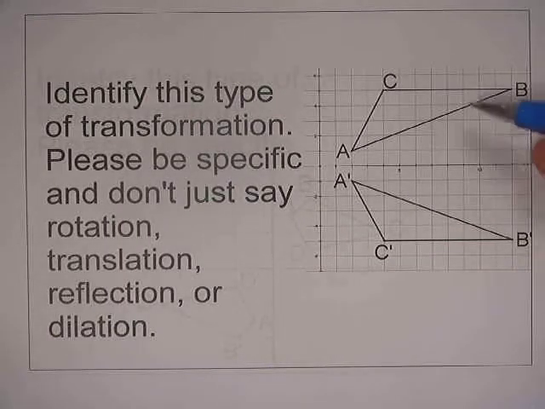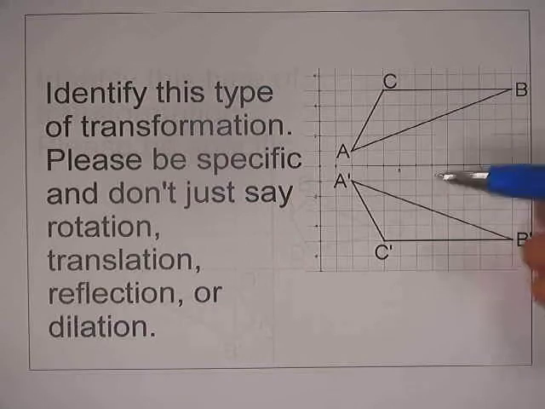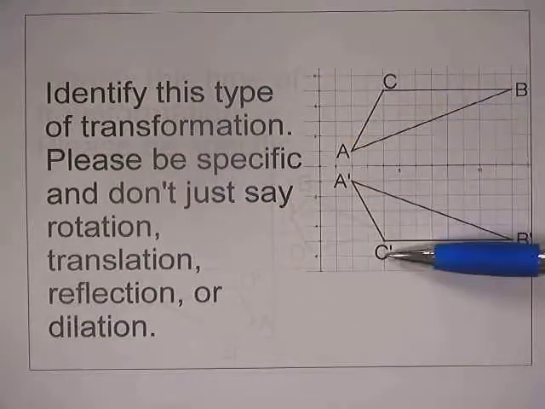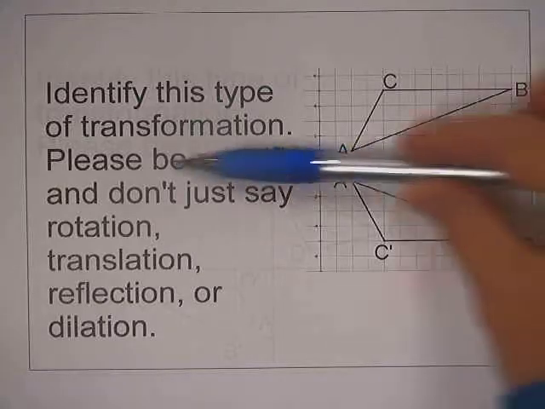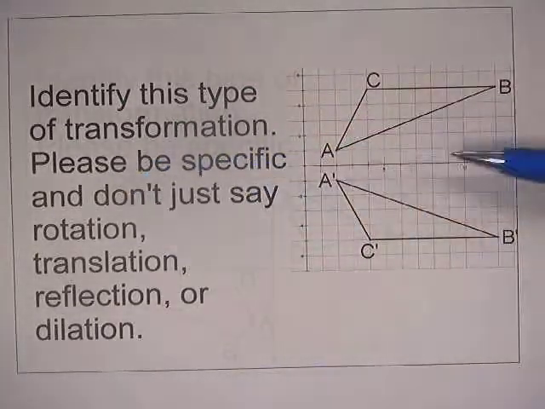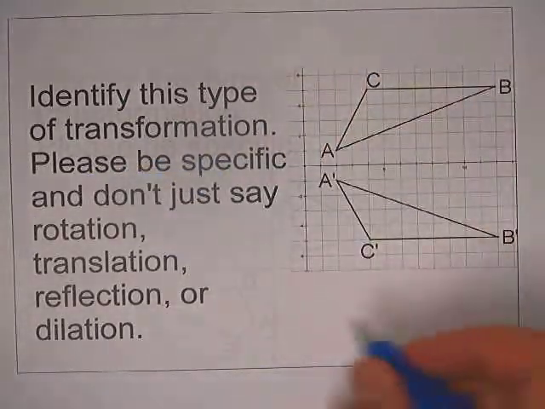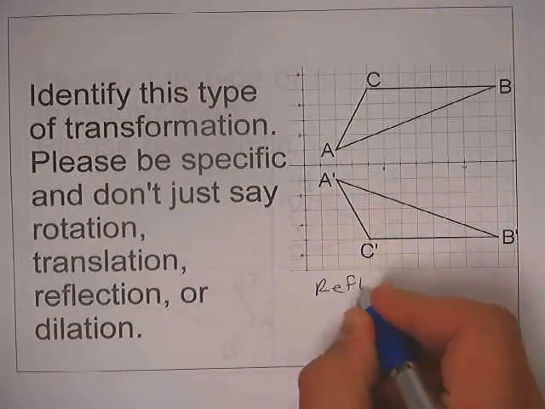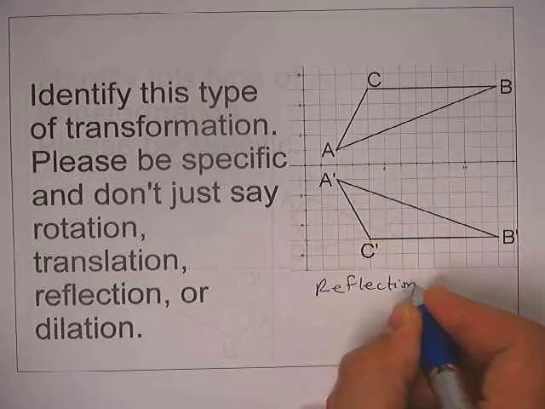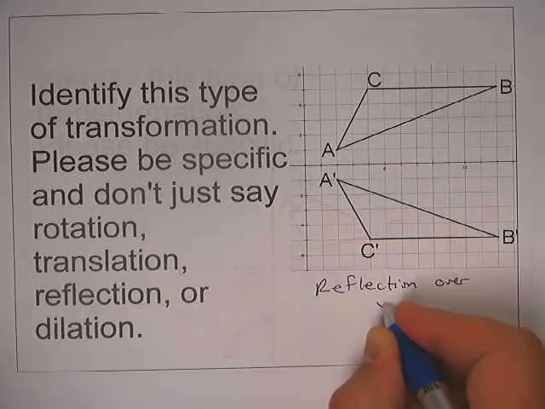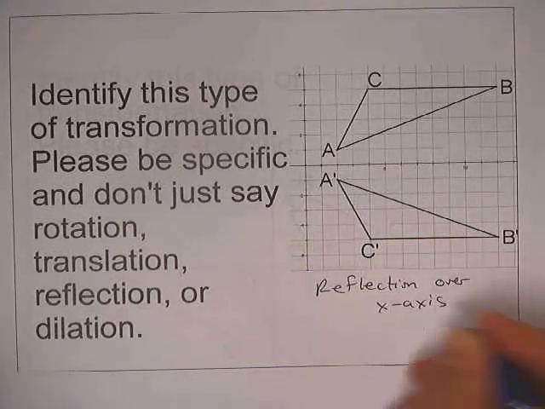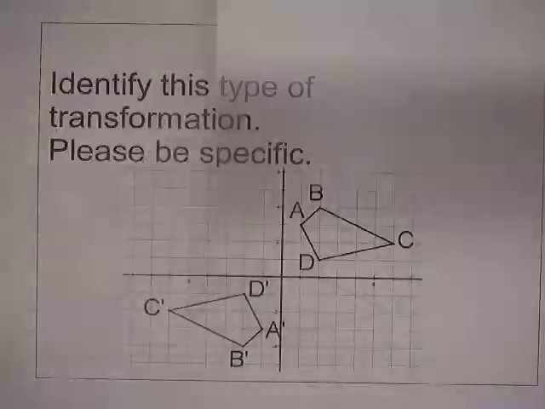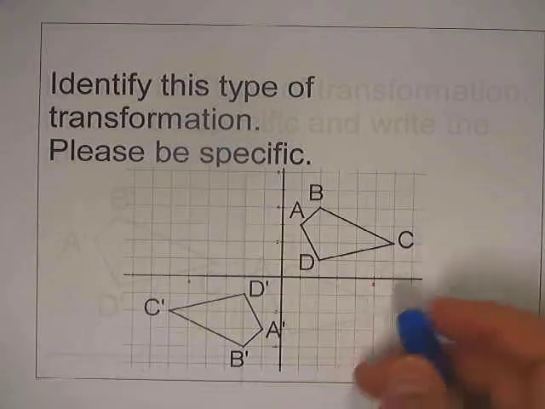Zoom in a little bit. This is not a rotation at all. This has been flipped. If I had my patty paper, drew this on the patty paper, flip it, it's going to go over this axis, which is the x-axis. So this would be categorized as a reflection over the x-axis. Reflection over the x-axis.